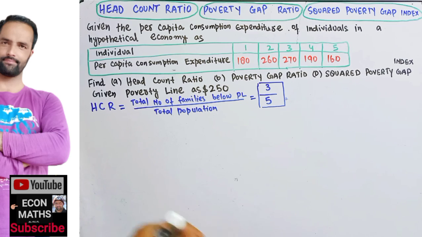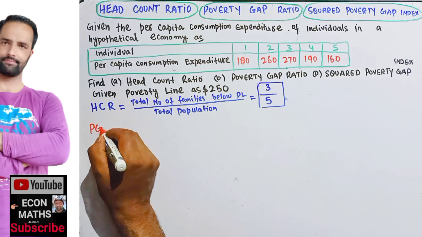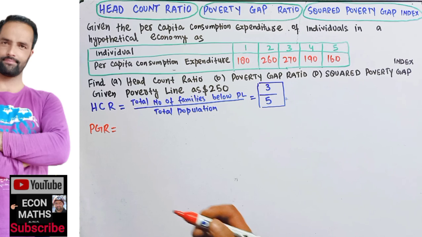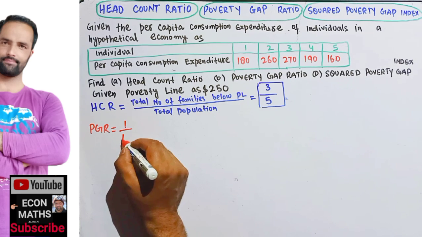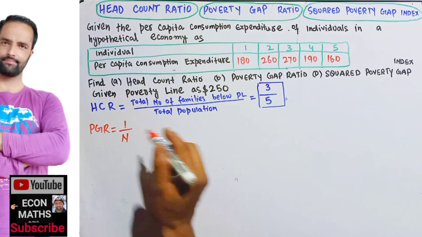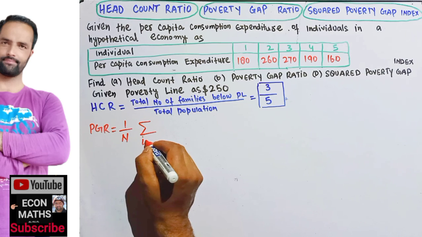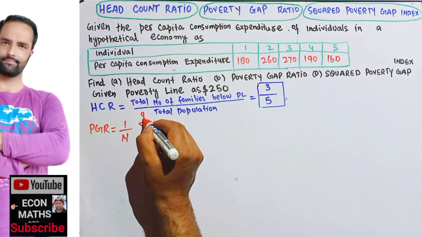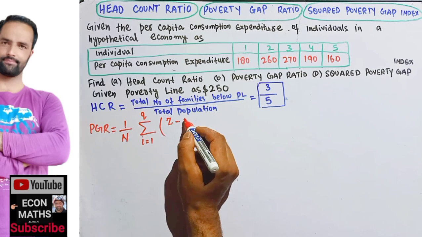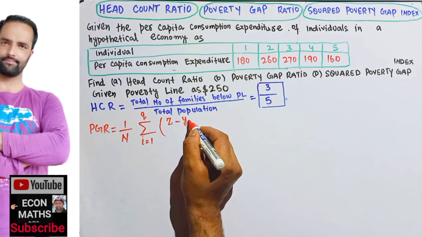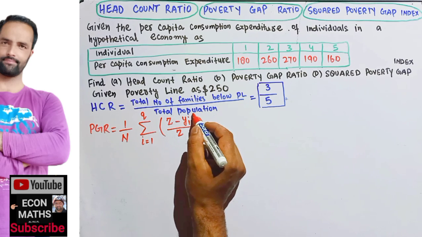Next thing is we need to calculate the poverty gap ratio. Let me write it here. Poverty gap ratio is equal to, and let me write the formula, 1 divided by N, where N denotes the total population, and we take the summation from i equal to 1 to q, of (z minus yi) upon z.